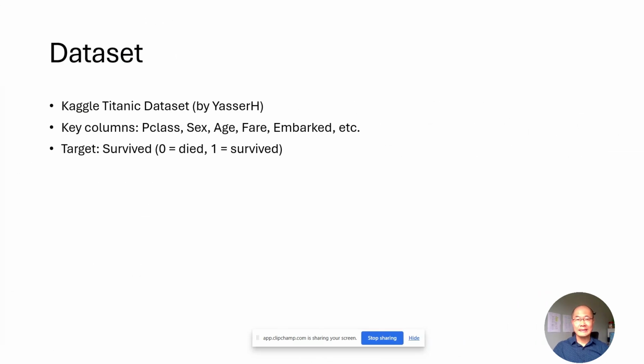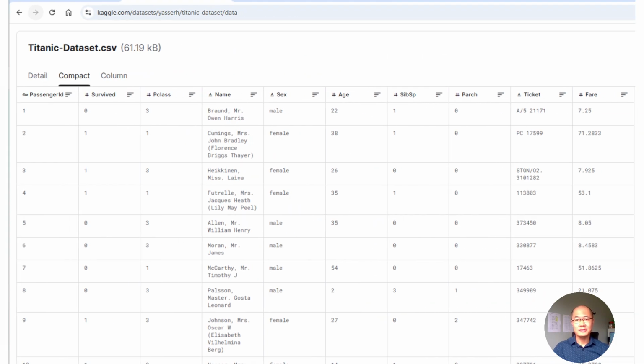I used the Titanic dataset on Kaggle. The dataset contains passengers' details, such as class, sex, age, fare, and whether they survived or not. The task is to predict survival for a given passenger who is not in the dataset.